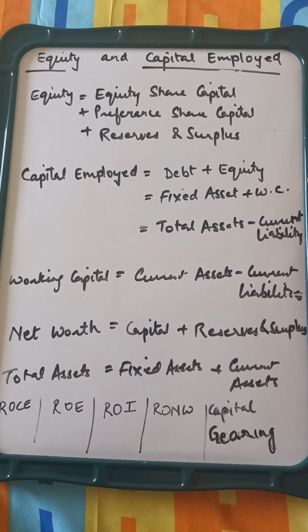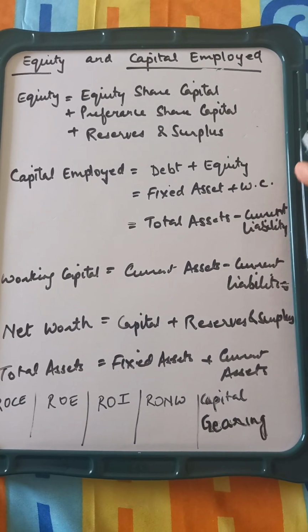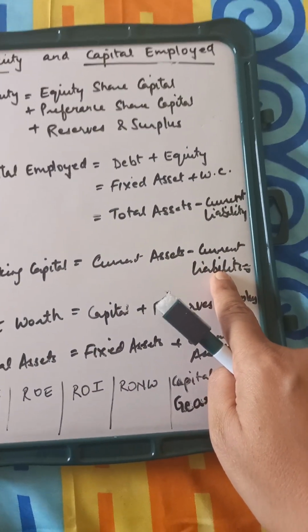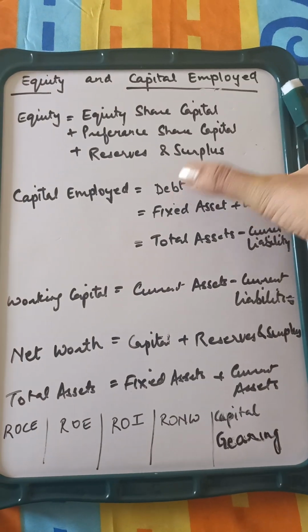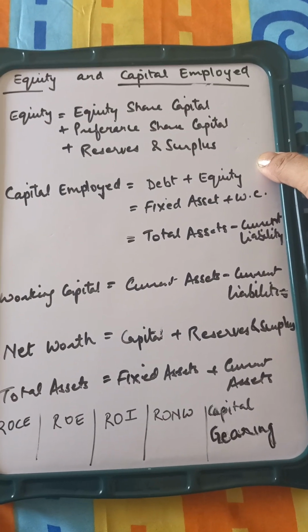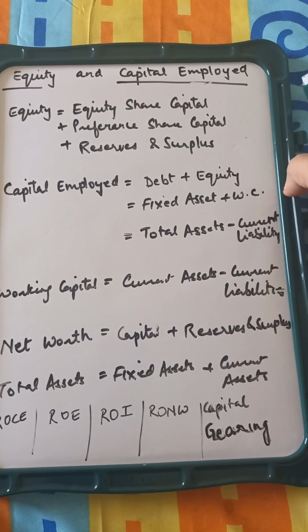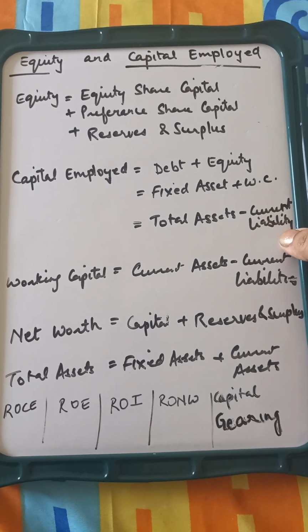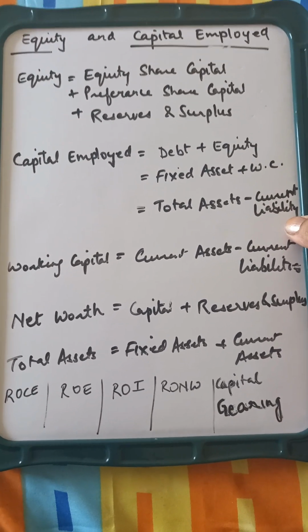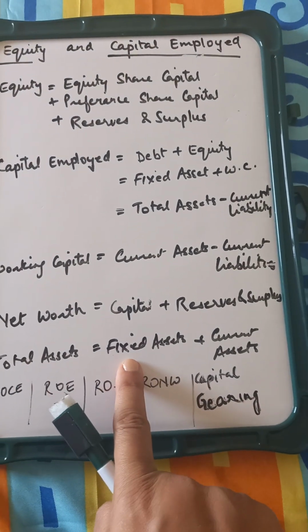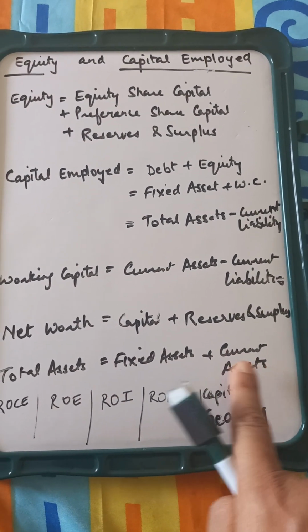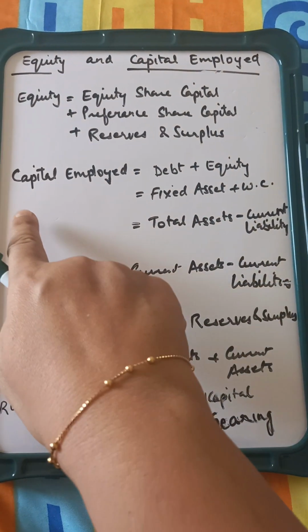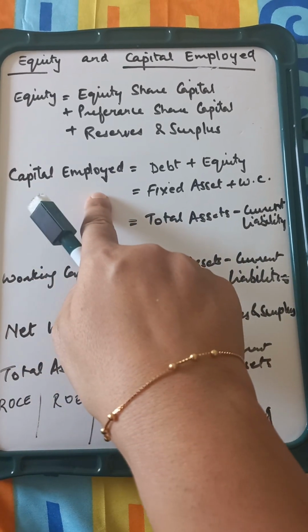Now, what is working capital? Working capital is nothing but the current assets minus current liabilities. So, capital employed could be debt plus equity, or in other words, fixed assets plus working capital, or in other words, total assets minus current liability. What is total assets? Total assets is fixed assets plus current assets. So from the total assets, if you deduct current liability, that is also called the capital employed.